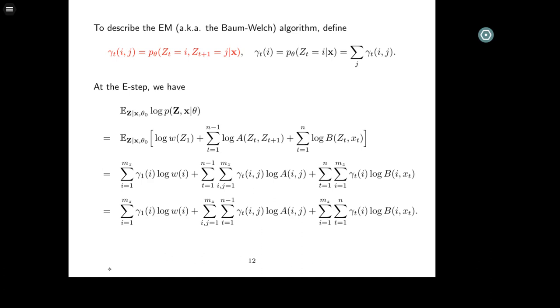Of course, once we do the calculation, we know what we're going to do next. Next, we want to find W, A, and B to maximize this function, right? That's in our EM algorithm, because W, A, B are our parameters. Well, let's continue to reorganize those terms.